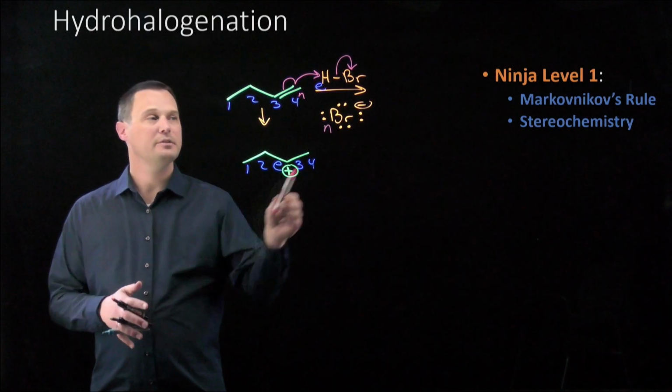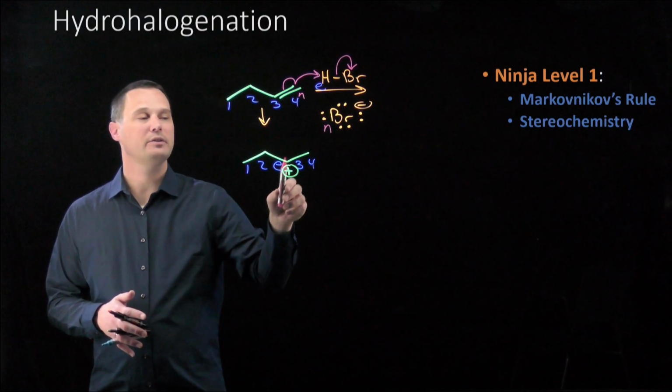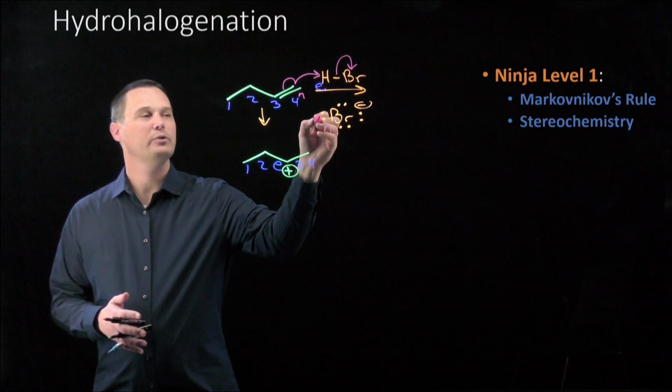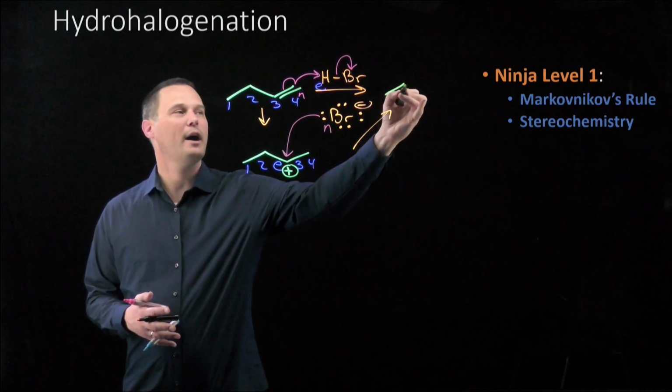For the next step in the mechanism, the Br- will be our nucleophile. It has the excess electron density, and carbon 3 will be our electrophile at the full carbocation. The Br- will use one of its lone pairs to attack carbon 3, forming a new carbon-bromine bond, and that will form the product for our reaction.